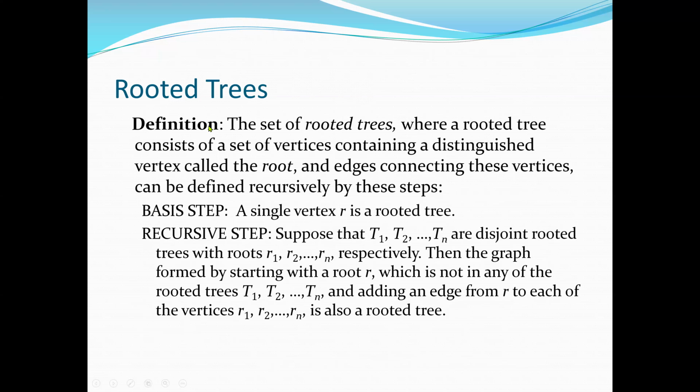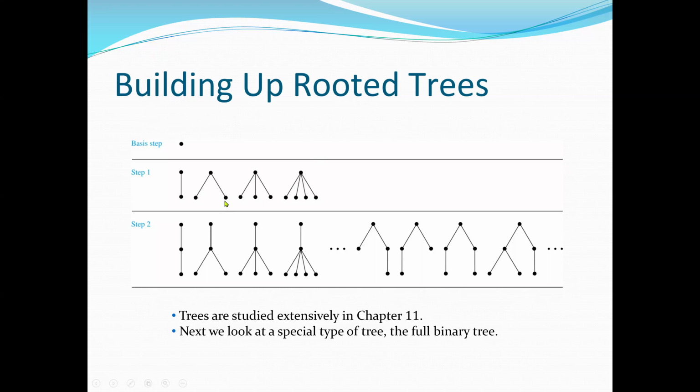So next is the rooted trees. Here we see a set of rooted trees, where a rooted tree consists of a set of vertices containing a distinguished vertex called the root, and edges connecting these vertices, which can be defined recursively by these steps. So we can use the recursion. And the whole concept is in the diagram. The diagram will tell us what we mean here.